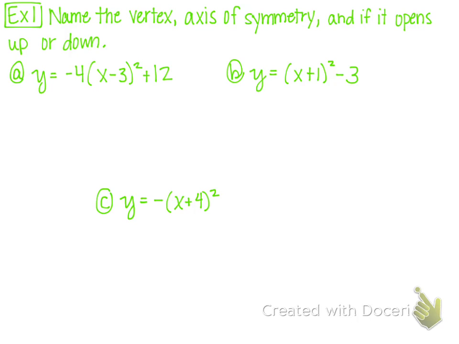So the vertex, for this one, we're looking at our h and our k. Now this is our h, and this is our k. When we pull out the h, we need to change the sign of it. So instead of a negative 3, we're going to have a positive 3. And our k takes the sign that's in front of it. So we have (3, 12). From this, our axis of symmetry is just x is equal to whatever x is in that point. So we have x is equal to 3.